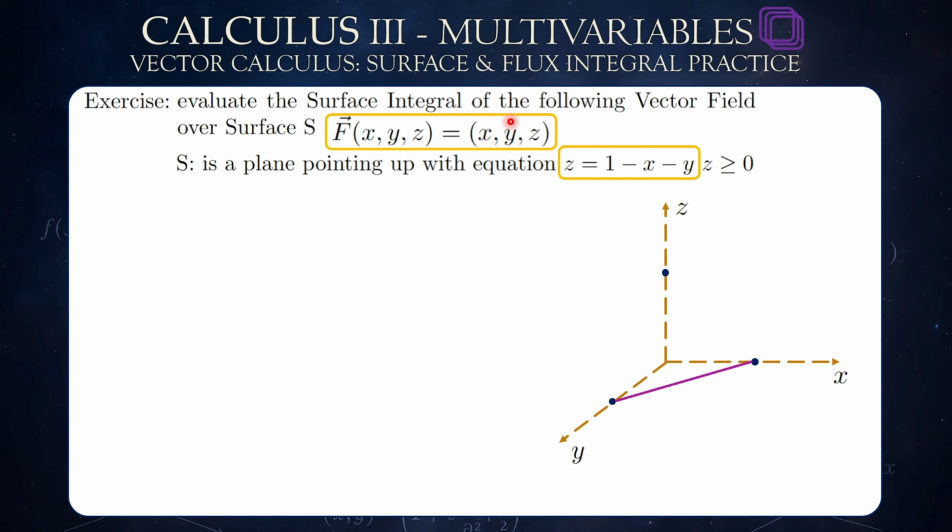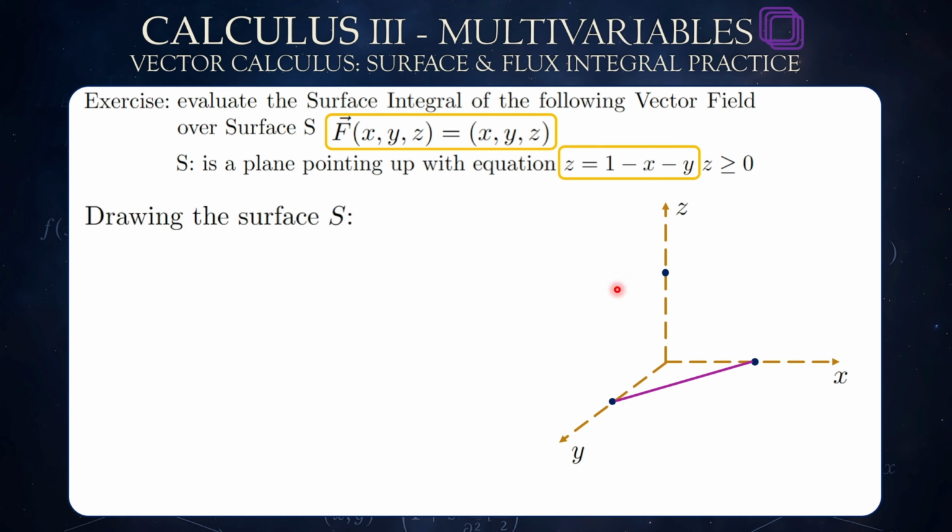Evaluate the surface integral of the following vector field over surface S. F of x, y, z is given by x, y, z. S is a plane pointing up with equation z equals 1 minus x minus y, and z is greater than or equal to 0. That's the surface here, or the region rather.